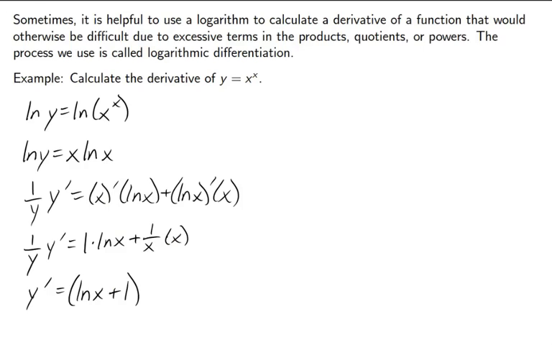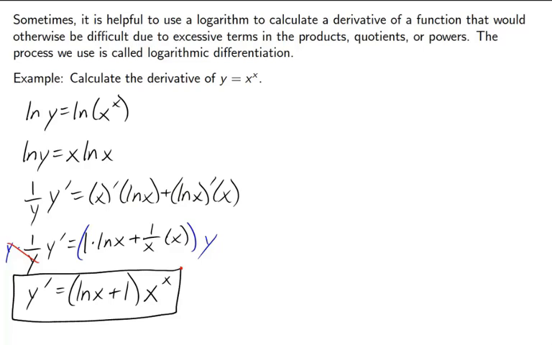And what I'm doing right here is I'm going to multiply both sides by y to get y prime by itself. Here's what we get. I get y, but y was x to the x. That's logarithmic differentiation. You take the natural log of both sides and then take the derivative implicitly, and once you get y prime by itself, you can actually plug the original y back in. This is the derivative of x to the x. You wouldn't really expect it to look that way, but it turns out to be the case.